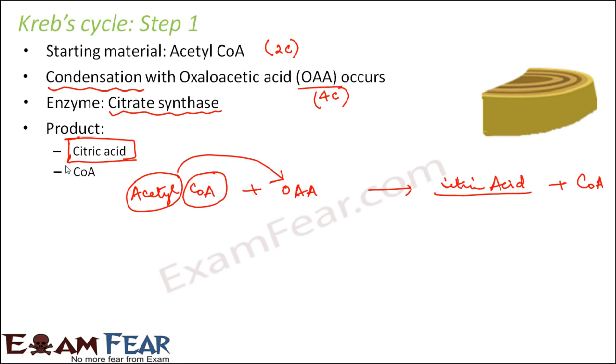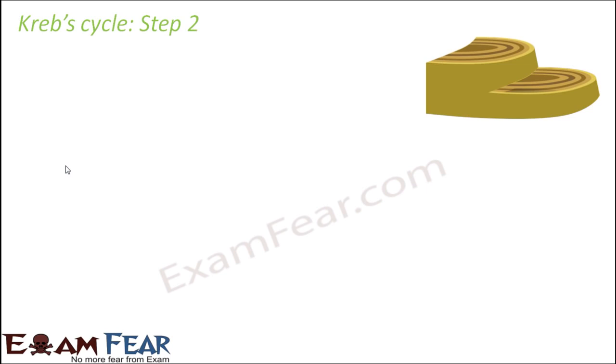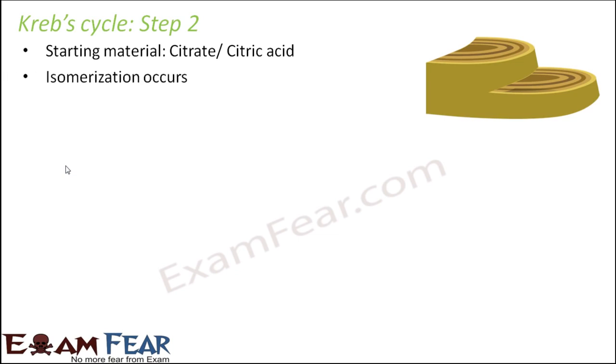Another product which is formed is coenzyme A. Let us look at step 2. Here the starting material is citric acid or citrate, whatever you call it. Isomerization occurs. That means citric acid will get converted to one of its isomers. So what kind of enzyme will be there? Some isomerase enzyme. So here that enzyme is aconitase.